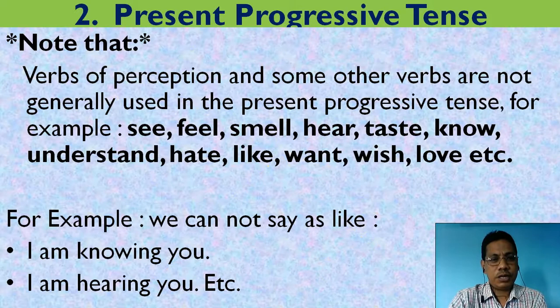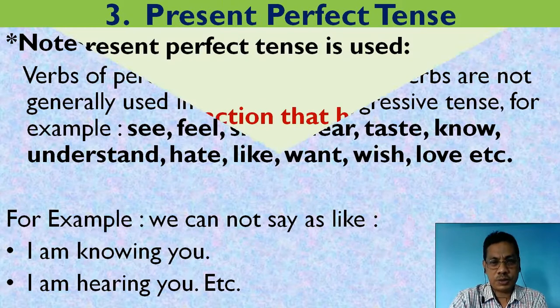You have to note that verbs of perception and some other verbs are not generally used in the present progressive tense. For example, see, feel, smell, hear, taste, know, understand, hate, like, want, wish, love, etc. For example, we cannot say I am knowing you, I am hearing you, etc. We cannot add ing with such types of verbs or perceptions.